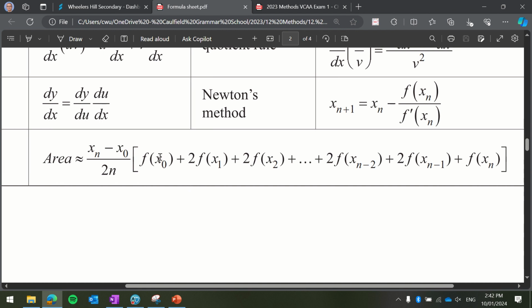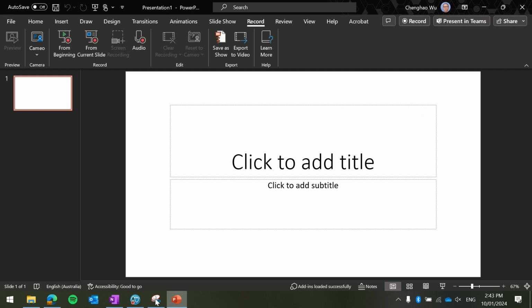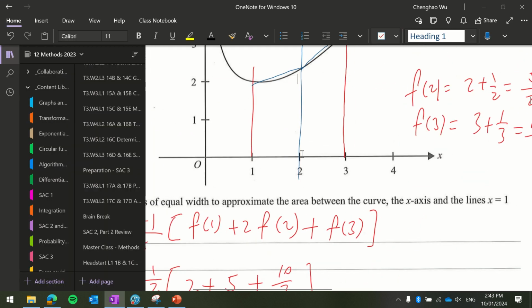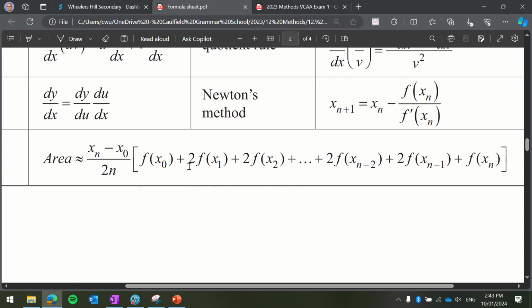And you go substitute the first x value into f, plus 2 times f, substitute the next x value. Right, x naught, x1, x2, x3, x4, they are just 1, 2, 3. They are the boundaries between trapeziums. And then everything in the middle is 2 times the f value. But at the end, when you substitute the last x value, it is just f. The first and last value is just f. There's no 2 times. Everything in between, there's 2 times.